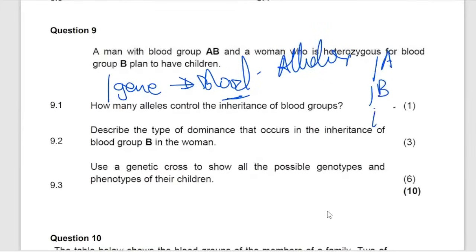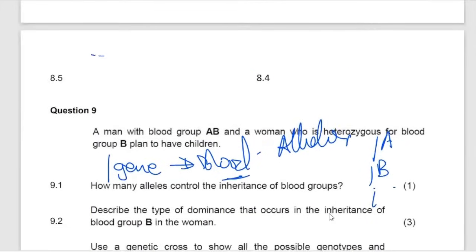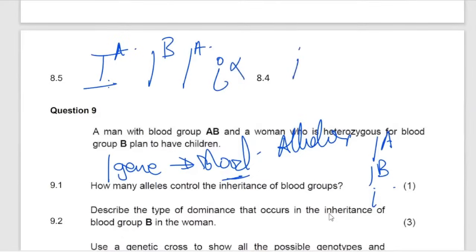Guys, please don't make a mistake when writing the allele for A. This is not a letter A, this is a Roman numeral, which means 1. The allele for B is supposed to be written like this. Write them in italics. Don't write the allele for O like that. The I is supposed to be written like that. So allele for A, allele for B, and allele for O. There are 3 alleles.